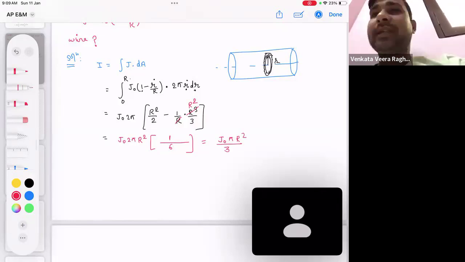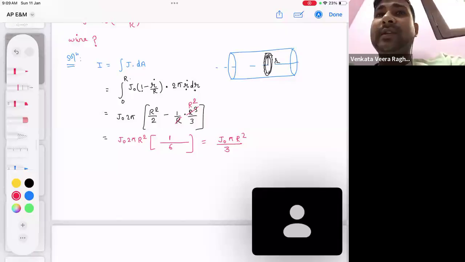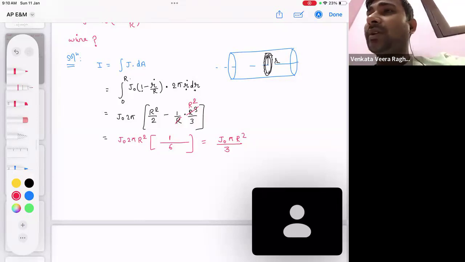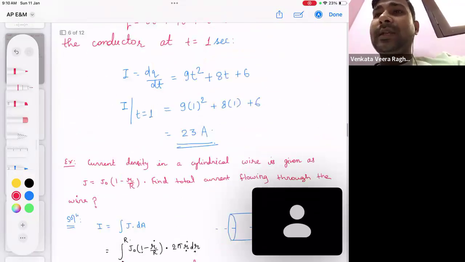Understood? So whenever we have to calculate current with the help of current density, what will we do? If the current density is constant or uniform in the question, we will just find current density into area. But if it is variable current density, then we should first find the current through a small area and then integrate it to get the total current flowing through the cross-section area. Understood? Clear? Up to this clear?